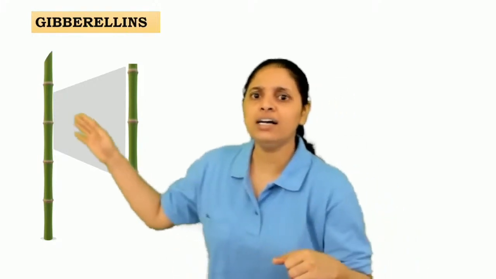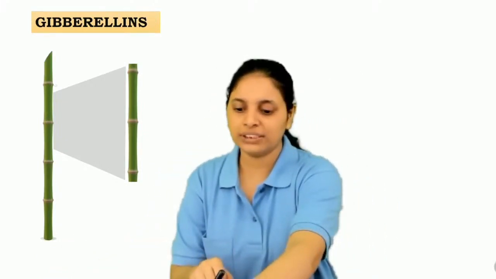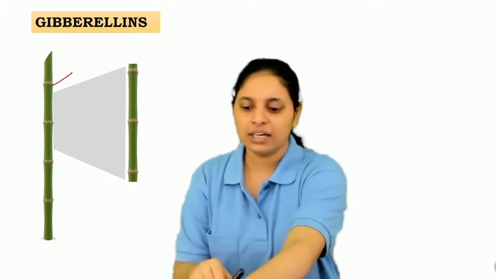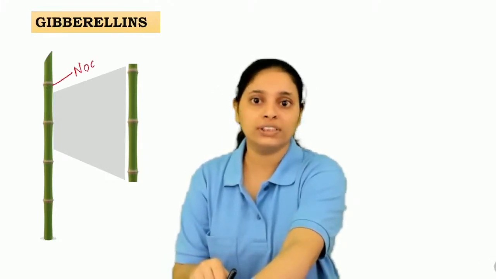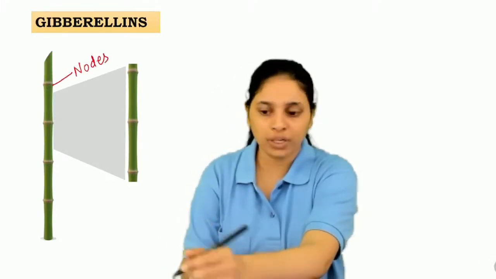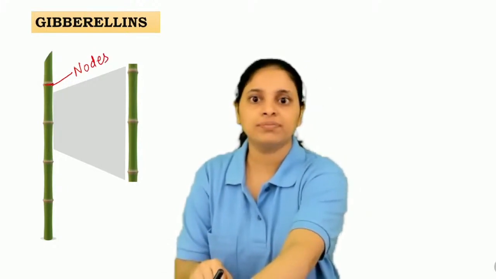Next we have gibberellins. Second type कौन सा है? Gibberellins. These are also growth promoting hormone. ये क्या है? Growth promoting hormone. अब यहाँ पे देखो. Here you can see a stem. Can you see? ये stem है. Now on every stem, there are basically such lines which you can see. ऐसे lines दिखाई देते हैं ना? These are nodes. ये क्या होते हैं? Nodes.